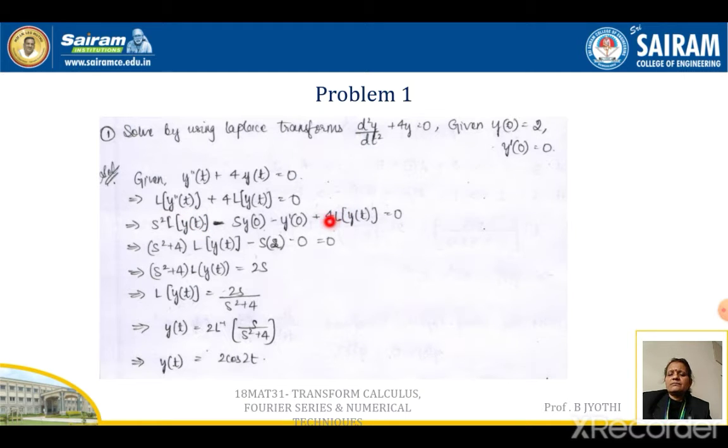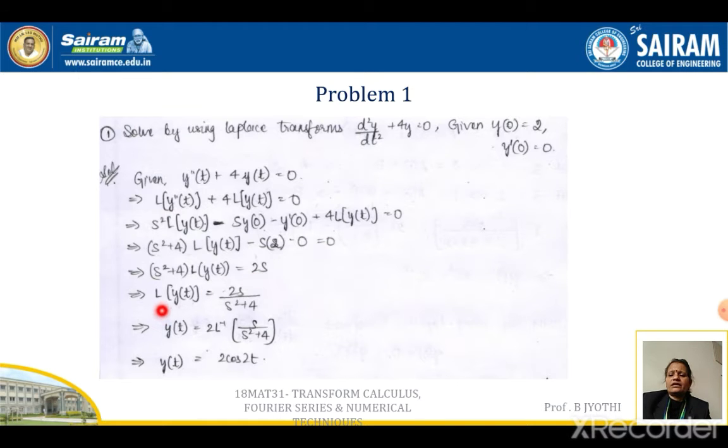So this L of y of t we can take common. Then the first part and the last part can be merged as s squared plus 4 into L of y of t, minus s into y of 0, which is replaced with 2, and y dash of 0 is replaced with 0. So we get s square plus 4 into L of y of t is equal to 2s, that is s into 2, which is taken to the right hand side.